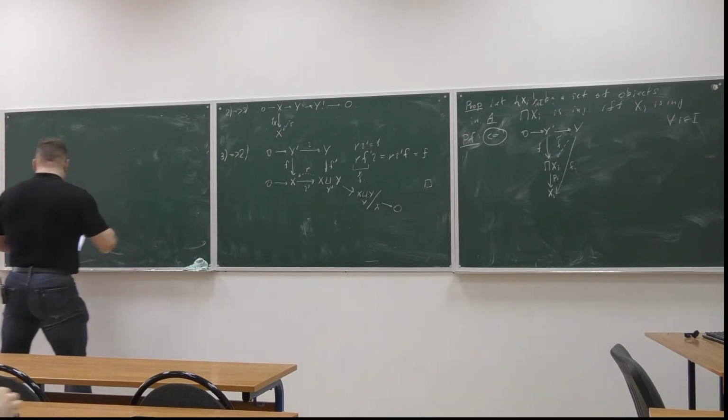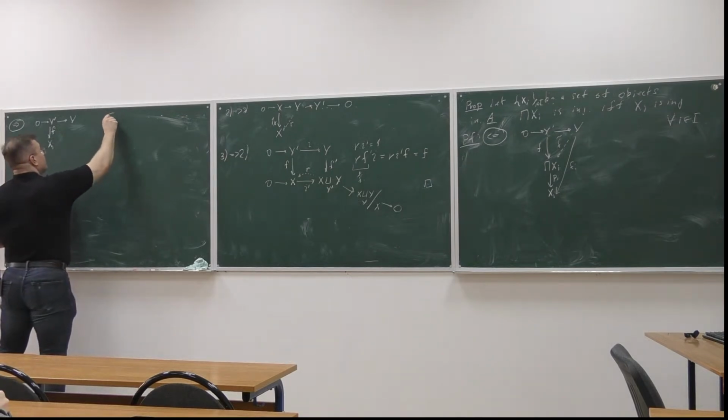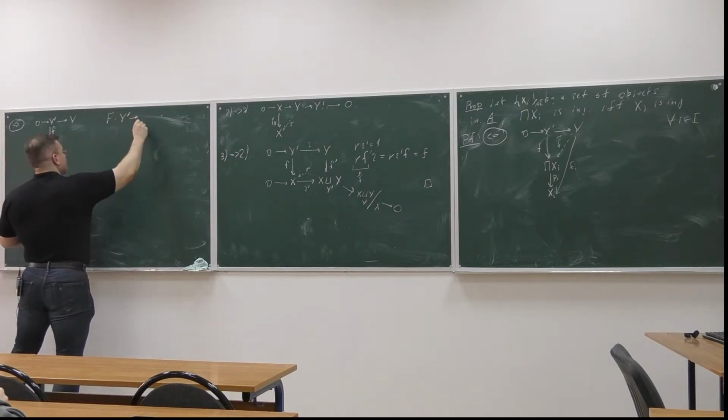Now let's go in the other direction. So now we assume that the product is injective. Let's say that we have a sub-object Y prime in Y, with some map f to the X_i. Let's define large F to be a map from Y prime to the product.